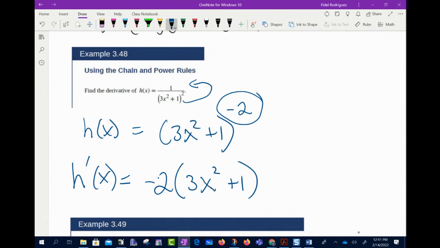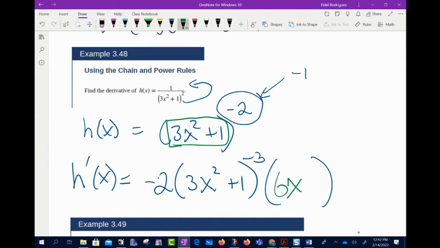And we have to subtract 1 from that. So -2 minus 1 actually becomes a -3. And then we have to take the derivative of what's inside there. So anybody know what's the derivative of 3x squared? Good. What about the derivative of 1? Okay, so we don't need to do anything with it?